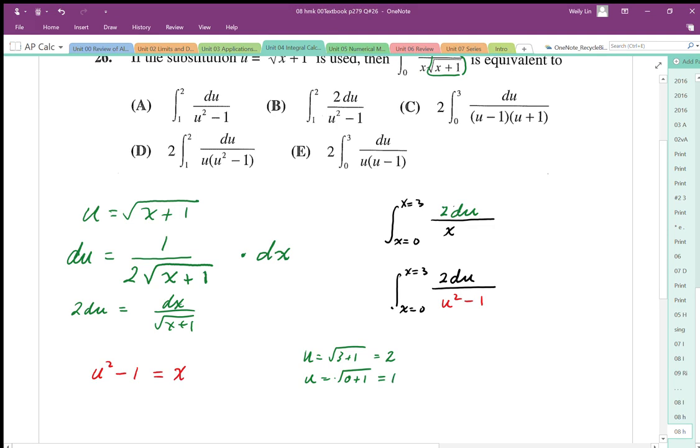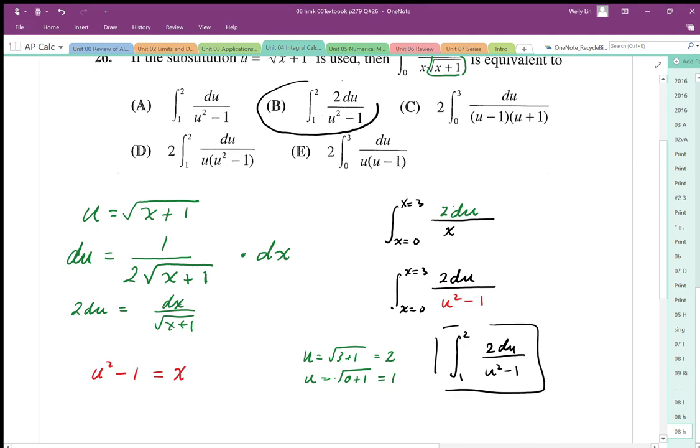So now I can change my bounds in terms of u. So I'm going to rewrite this integral. So my bounds are now from 1 to 2, du over u squared minus 1. That expression matches b. So the answer is b.